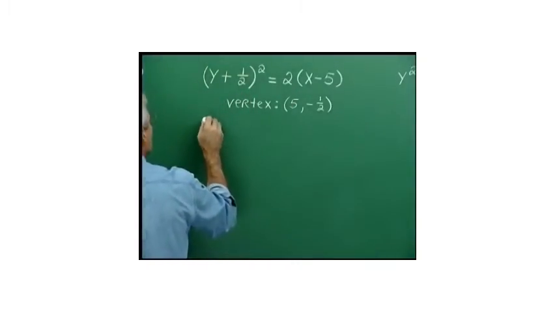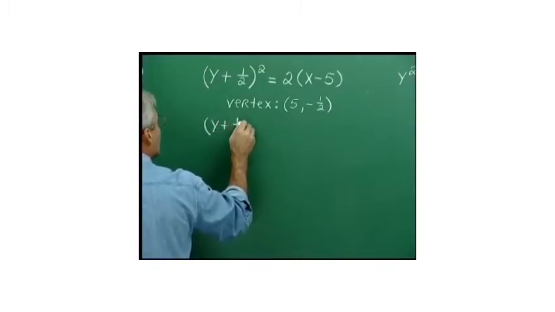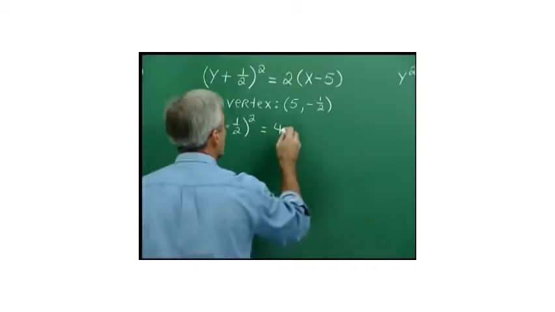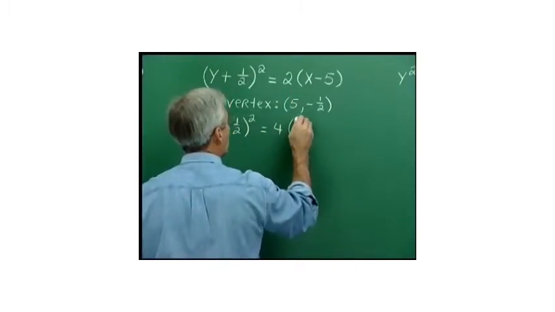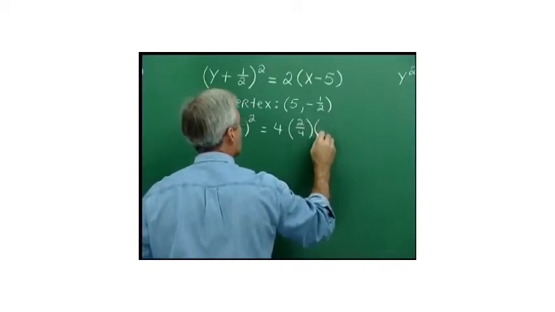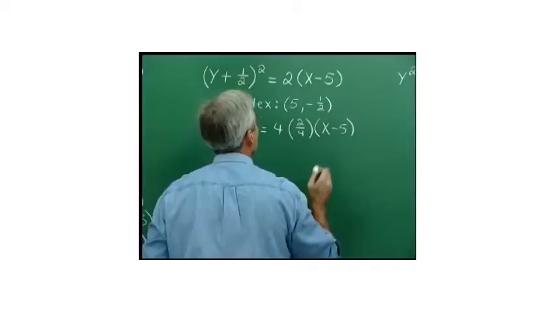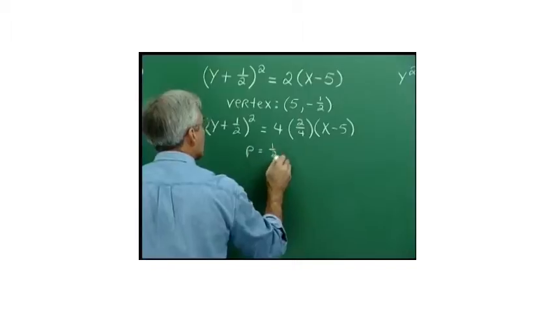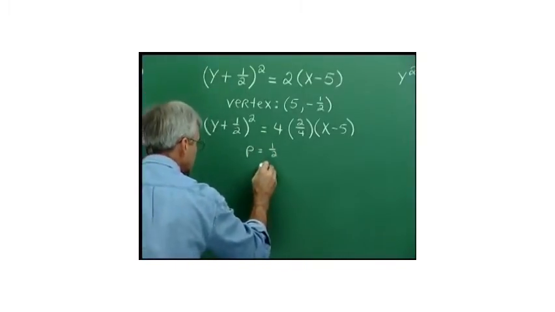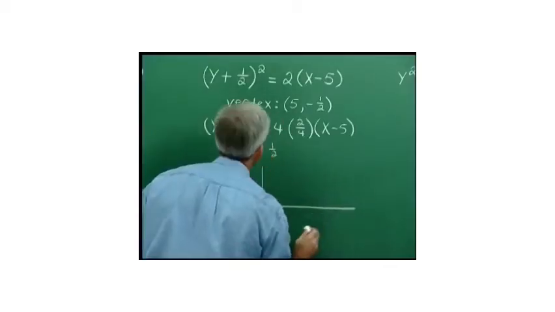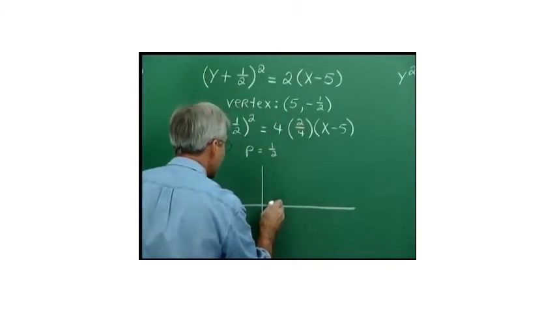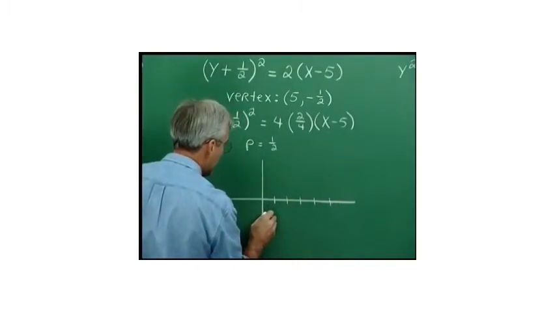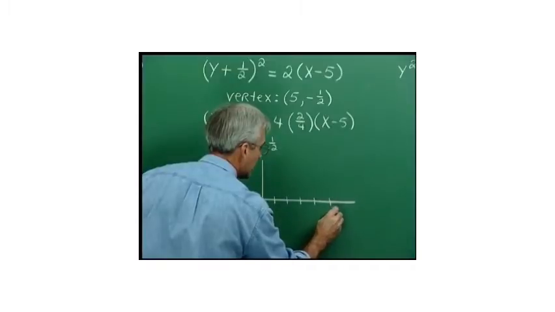So we need to use a step to identify the value of p, and we do that by forcing the factorization of 4. So we think 4 times 2 over 4. Now we see that the p value is 1/2. Okay, so p is 1/2. Now, with that, vertex at 5, negative 1/2. 1, 2, 3, 4, 5. This is negative 1, so negative 1/2 puts us right here.